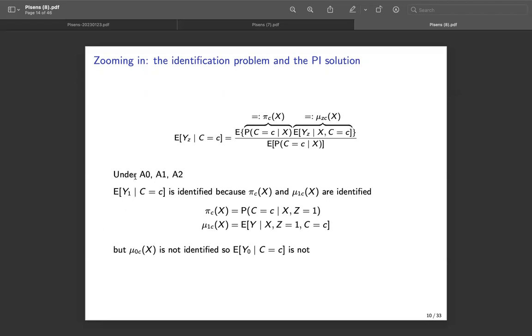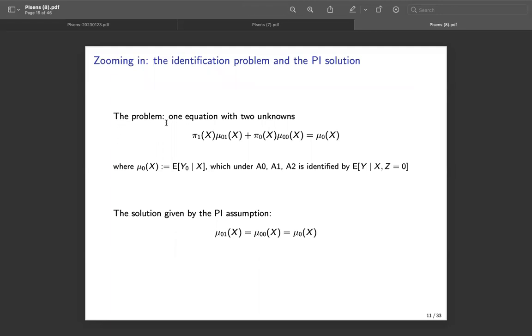So the situation is that under the standard causal inference assumptions, the mean of Y1 is identified because these two pieces are identified from data, but the mean of Y0 is not identified because of mu0C. So if this is 0, this is mu0C, this piece is not identified. And that is why this potential outcome mean is not identified. So that's the problem.